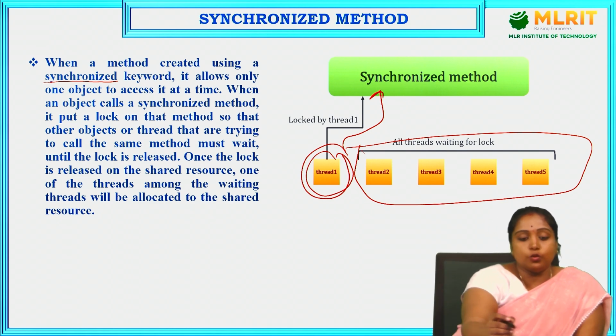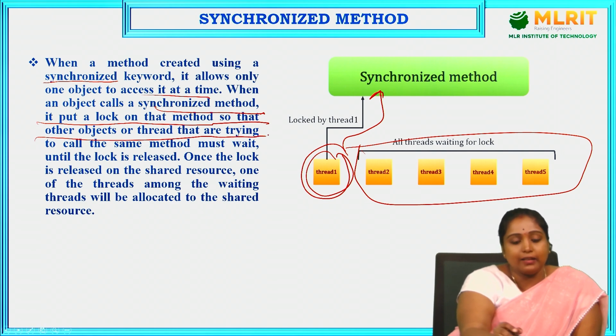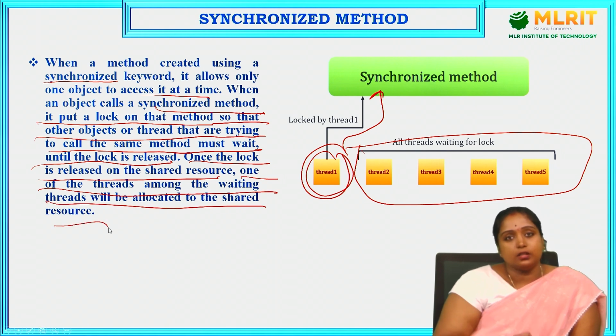It allows only one object to access at a time. When an object calls a synchronized method, it puts a lock on the method so that all other objects or threads that are trying to call the same method must wait until the lock is released. Once the lock is released on the shared resource, one of the threads among the waiting threads will be allocated to the shared resource.